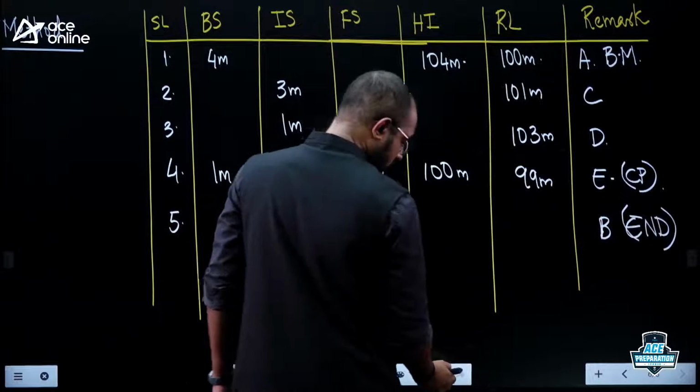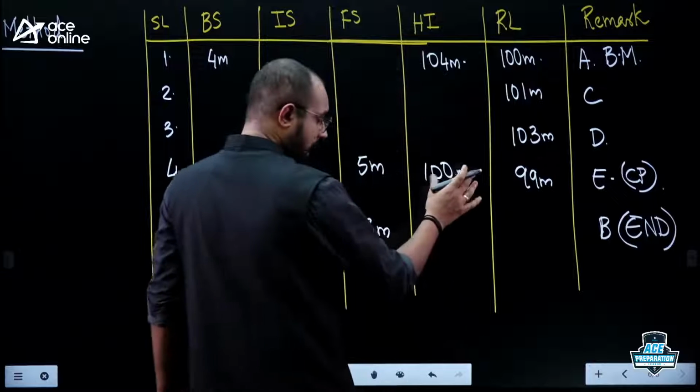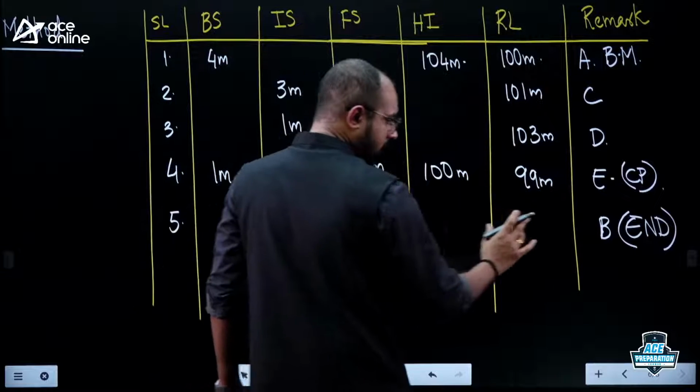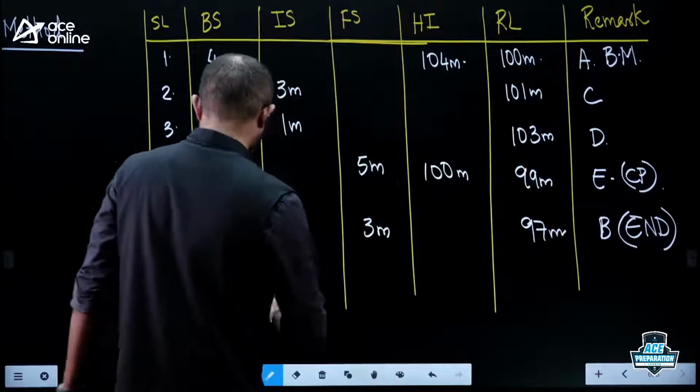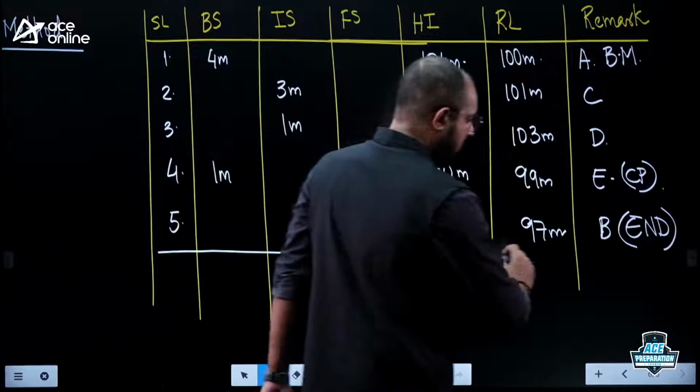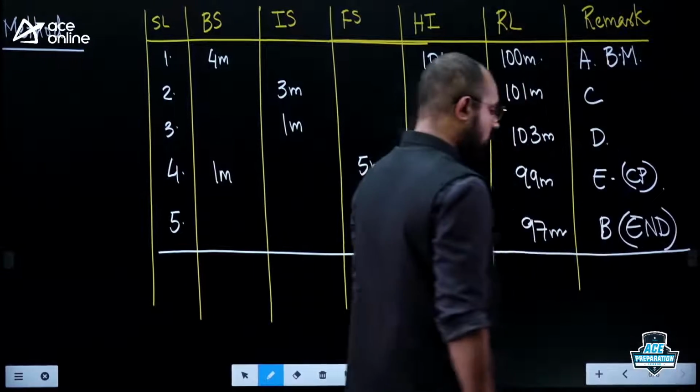So if the height of the instrument is equal to 100 meters, and the foresight reading is 3, what is the reduced level of this point? The reduced level of this point is equal to 97 meters. So this is how my data is going to look.